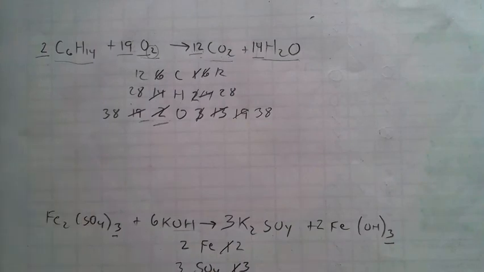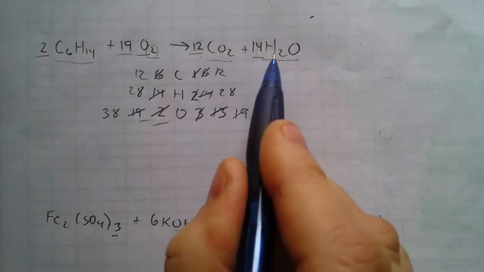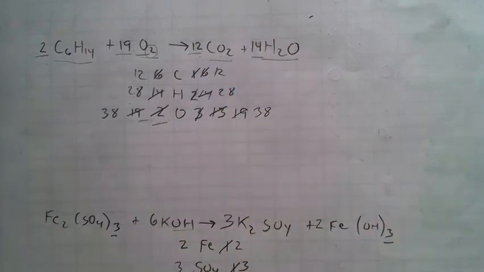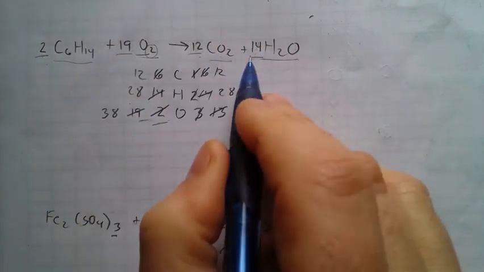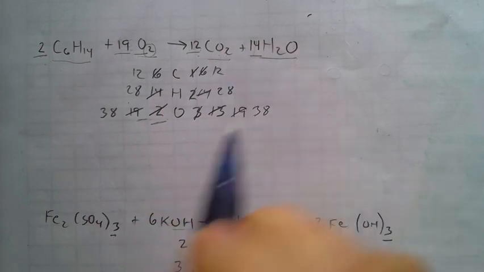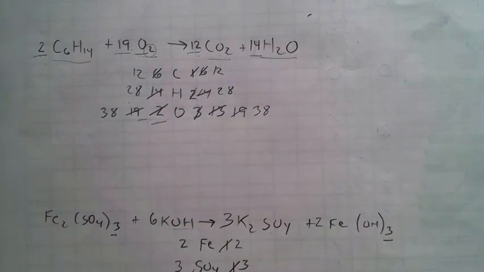And remember, when balancing, you always have to end up with the lowest whole number ratio of coefficients. If I were, for example, to double it again and have like 4 and 38 and 24 and 28 here, that would technically not be correct because it's not the lowest whole number ratio.